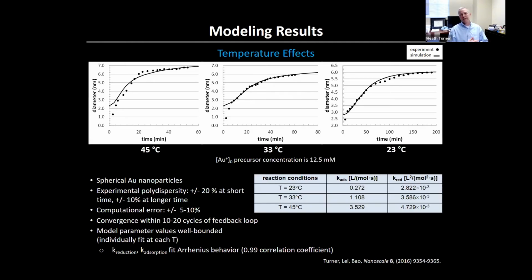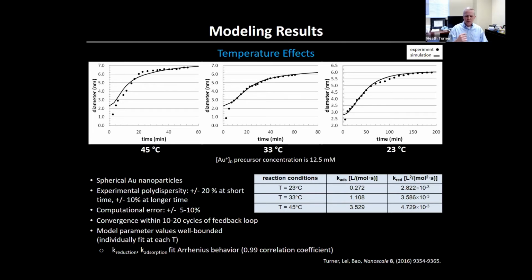So these are some comparisons. On these graphs that I have shown here, the experiments are the dotted points, and our calculations are shown as the solid curves. And these are at a range of different temperatures: 45, 33, 23, and you see slightly different growth curves over several different conditions. So we've looked at different temperatures. We've also looked at different precursor concentrations as well. So again, we've looked at several different experimental variables, and we're able to do a very good job of capturing this growth.